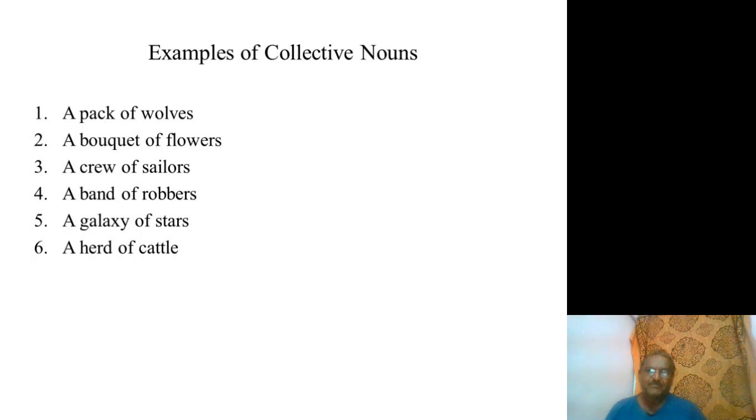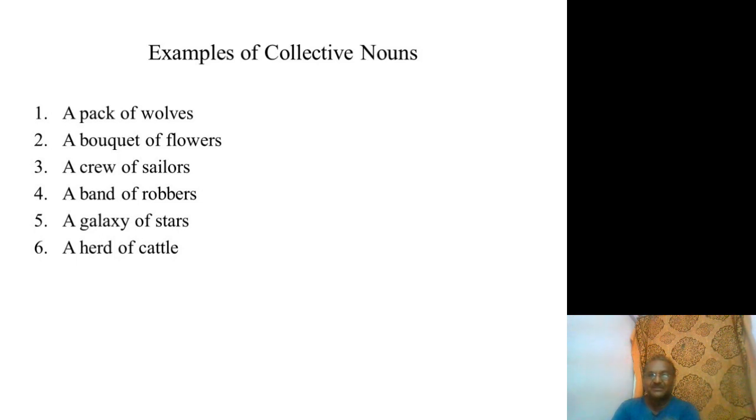Pack of wolves. Some more examples of collective nouns. Pack of wolves. Here all the wolves are put together and kept as a group, and that is called a pack of wolves. Here, pack is very important. That is the collective noun.